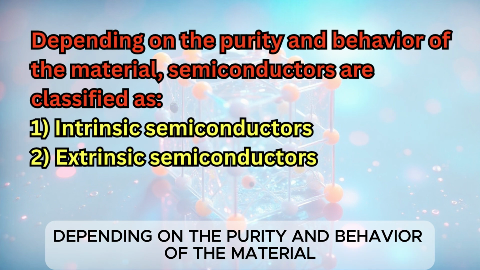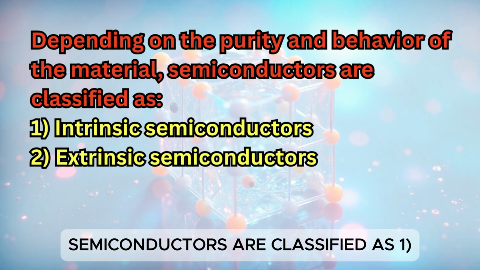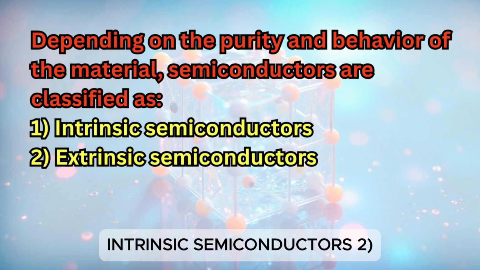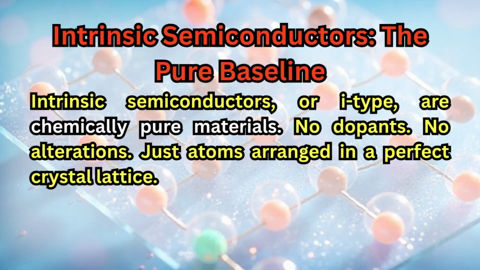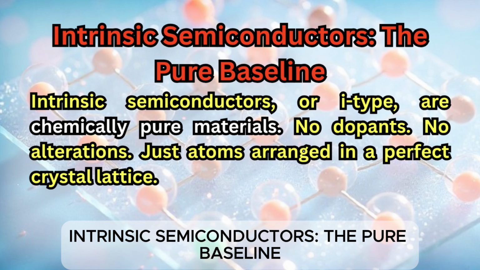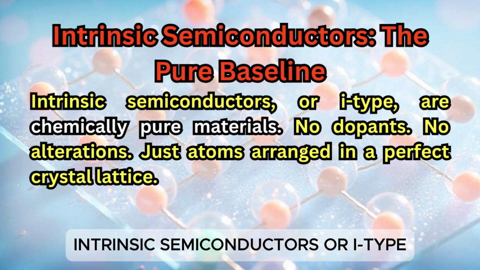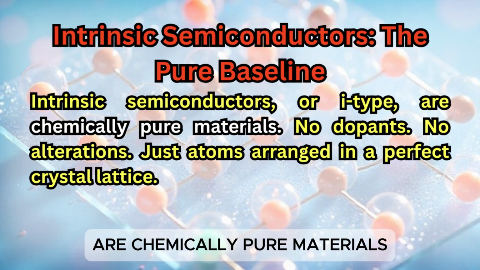Depending on the purity and behavior of the material, semiconductors are classified as: 1. Intrinsic semiconductors. 2. Extrinsic semiconductors. Intrinsic semiconductors, the pure baseline. Intrinsic semiconductors, or I-type, are chemically pure materials.